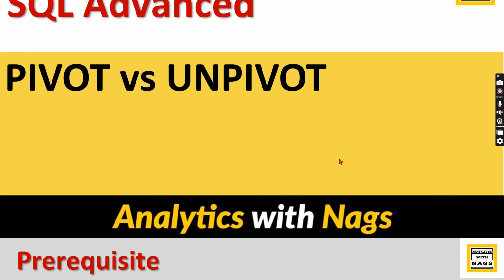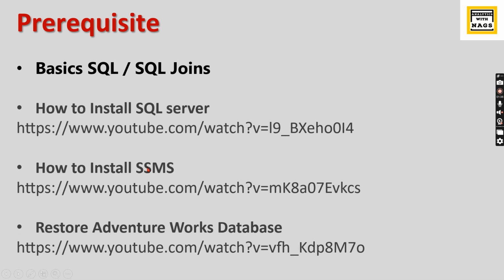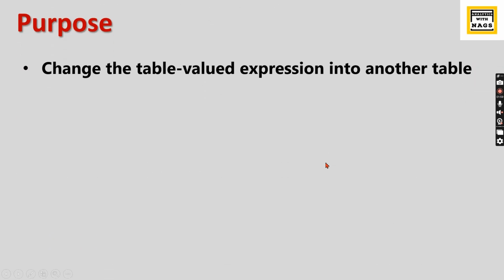Let's see the prerequisite. You should have an understanding of SQL and SQL joins. If not, please visit my SQL playlist and learn SQL first and come back. For all these advanced playlists or series of videos, I will use AdventureWorks. If you do not have AdventureWorks, follow these steps to get the database ready in your local so that you can practice with me. Purpose of pivot: change a table valued expression into another table.